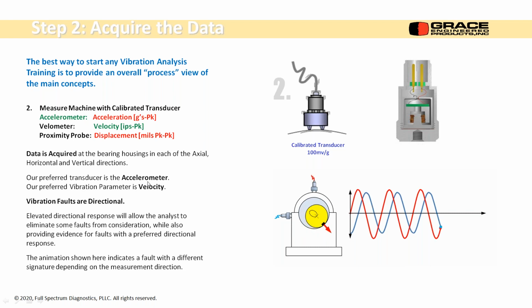Our preferred transducer is an accelerometer. Our preferred vibration parameter is velocity. And we have to remember vibration faults are directional. I'm showing you two transducers, one vertical and one horizontal. The unbalanced vector is sweeping by and it peaks out as it goes by the red transducer on the red curve here. And 90 degrees later, the blue one is going to peak out.